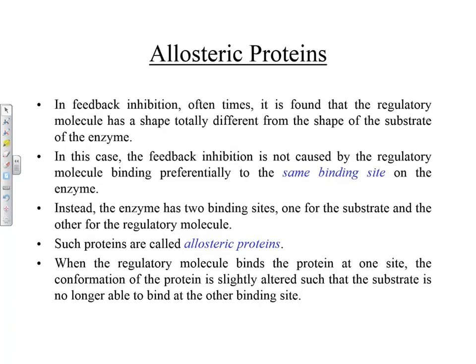So in feedback inhibition, oftentimes it is found that the regulatory molecule has got a shape that is totally different from the shape of the substrate of the enzyme. And in this case, the feedback inhibition is not caused by the regulatory molecule binding preferentially to the same binding site on the enzyme. Instead, what usually happens is that the enzyme has got two binding sites, one for the substrate and the other for the regulatory molecule. And such proteins are called allosteric proteins. So when the regulatory molecule comes and binds the protein at one of the sites, that slightly changes the shape of the protein, and as a result, the original molecule cannot bind to the other site. So that's how allosteric proteins function.